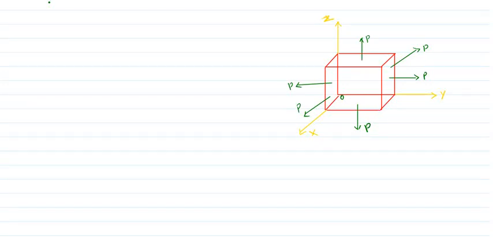Hello everyone. So today's session we will discuss the relation between elastic constants. We all know for a given material the Young's modulus, bulk modulus, modulus of rigidity and Poisson's ratio are constants. Now we will find out the relation between these four constants. First we consider the Young's modulus, bulk modulus and the Poisson's ratio.